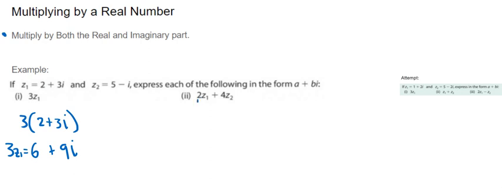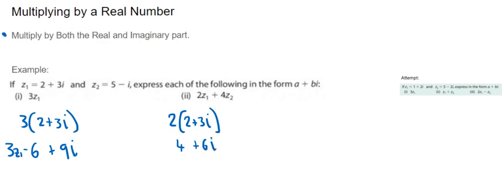We have to do 2z1 and then we have to add it on to 4z2. So let's just look after the 2z1 first. So we're going to do 2 multiplied by z1, and z1 in this case is 2 plus 3i. So if I'm to multiply out that, then 2 times 2 is 4, and then 2 times 3i would be 6i. So that's our 2z1.